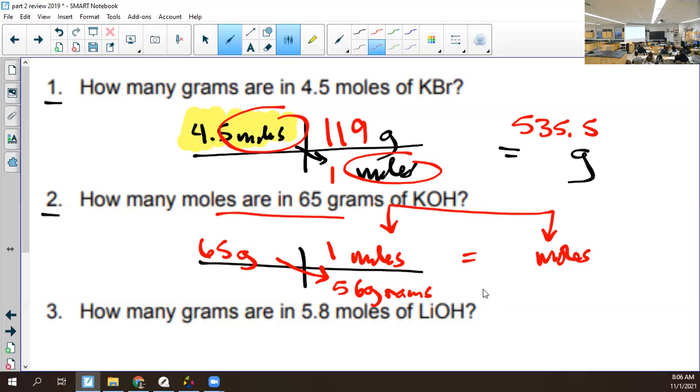Shouldn't that just be 1? Because I have a 6 on top and a 5 on top and a 6 on top. Okay, that's not how math works. But 65 over 56 is around, I don't know, 1.18, 1.17, 1.16.